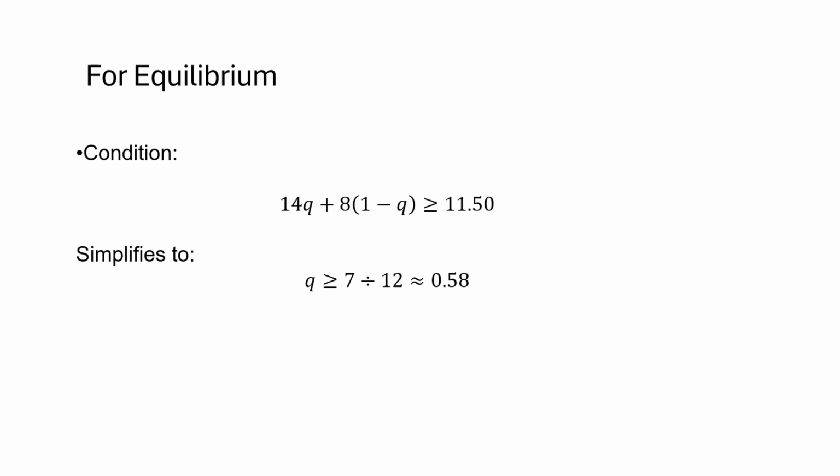For equilibrium, Q must be greater than 7/12, or approximately 0.58. This means that at least 58% of umbrellas must be high quality for the market to survive. This shows that survival of the market depends on maintaining a majority of high quality goods. If their proportion falls below 58%, consumers will not be willing to pay enough. Producers lose incentives and the market collapses. This basically shows that trust in quality sustains the market.